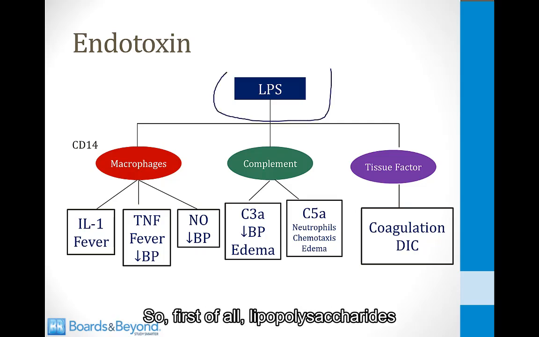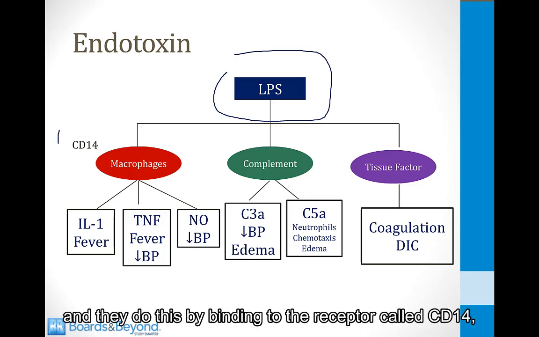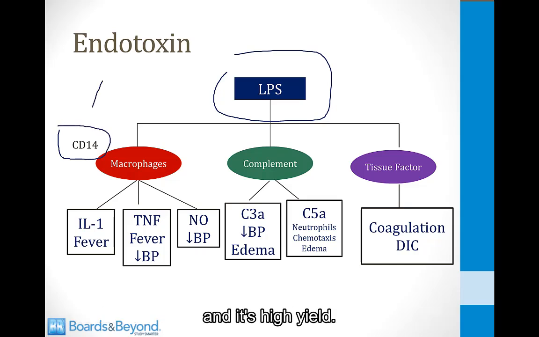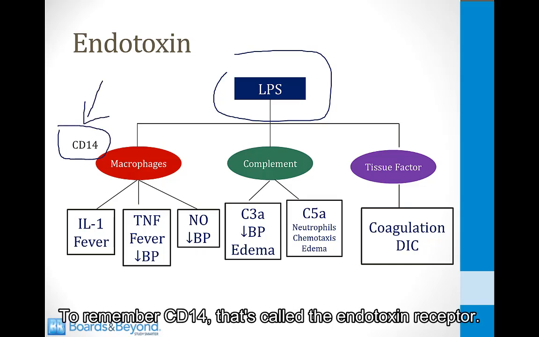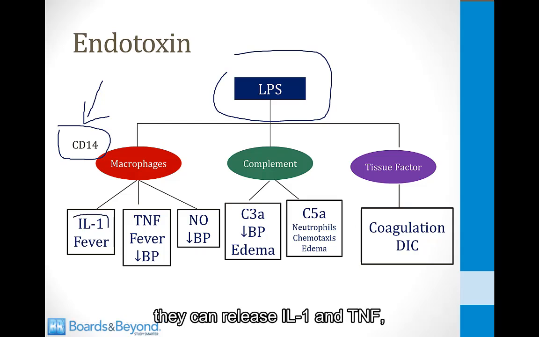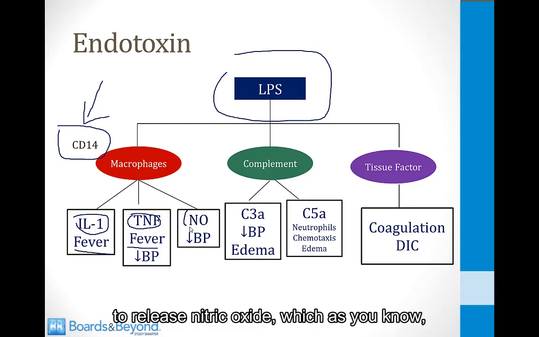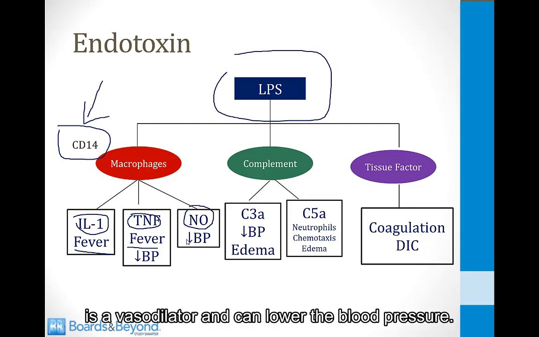So first of all, lipopolysaccharides can activate macrophages, and they do this by binding to the receptor called CD14. And it's high yield to remember CD14, that's called the endotoxin receptor. Once these macrophages are stimulated through CD14, they can release IL-1 and TNF, which you should know are cytokines that are released by macrophages. IL-1 can cause fever, TNF can cause fever and hypotension. These macrophages have also been shown to release nitric oxide, which, as you know, is a vasodilator and can lower the blood pressure.